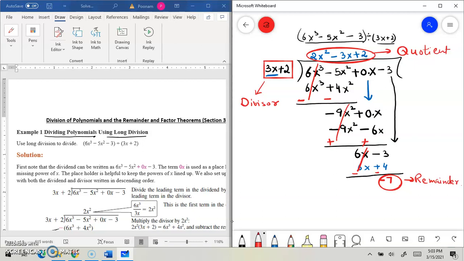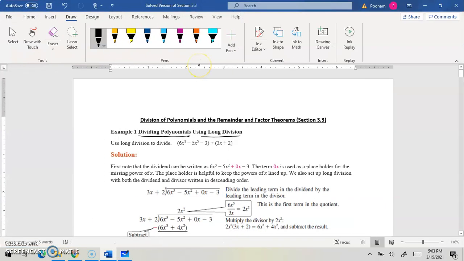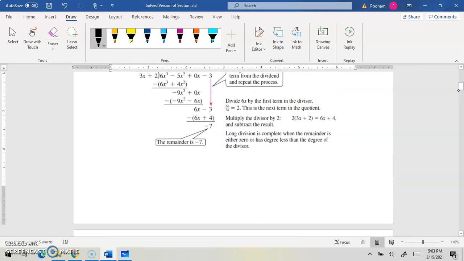Okay. So the given polynomial, which was 6x cube minus 5x square minus 3, can be written as the quotient times divisor plus the remainder, which is negative 7. So we have, this is our long division procedure, one step at a time. Okay. So we write, we have the remainder and we have the quotient.